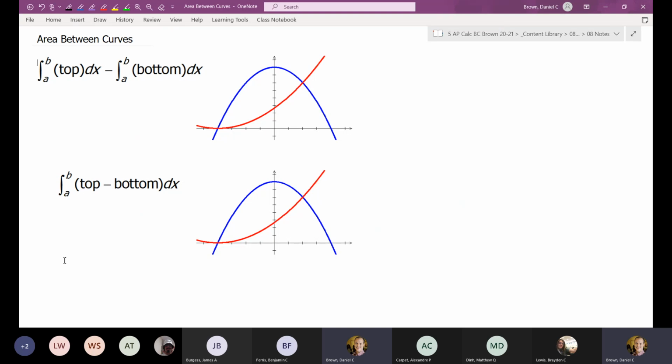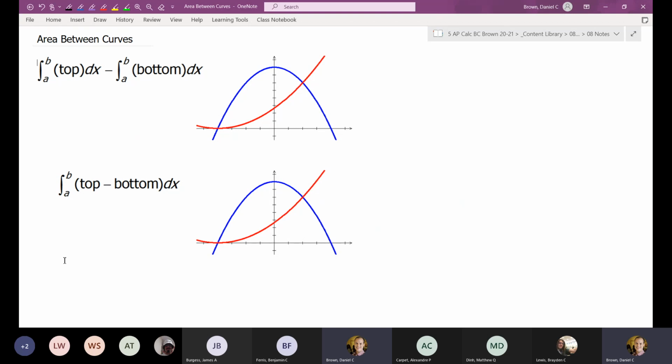So that first integral exactly matches the first integral I wrote, where I wrote it as two separate integrals. That second one is how we more often write it. If we're doing the area between two curves, I'm going to think of this as the integral from a to b of the top function minus the bottom function with respect to dx.